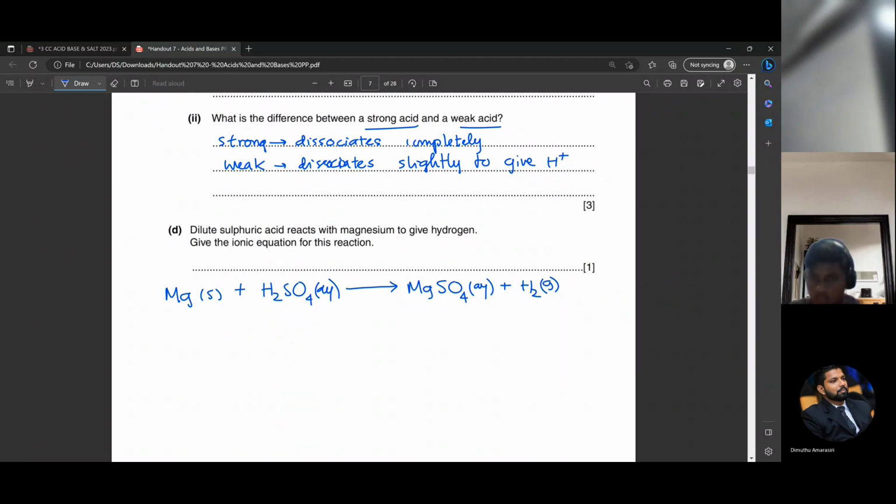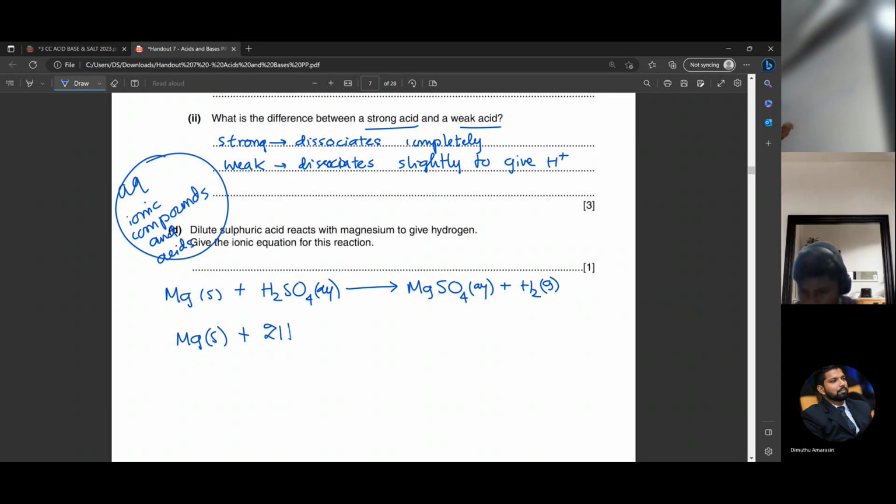So here, in order to write an ionic equation, the rule is: break ionic compounds and acids which are aqueous into ions. That's the only rule. Others don't break. Magnesium is a metal, don't break that into ions. Sulfuric is an acid. Be careful, it gives you 2H plus and 1 sulfate ion.